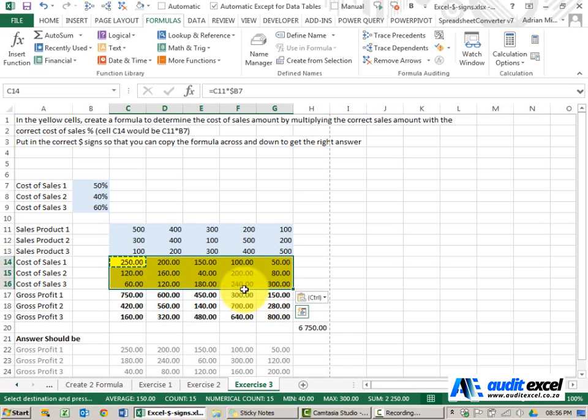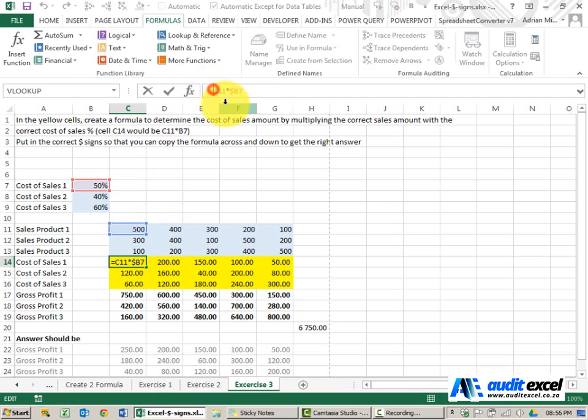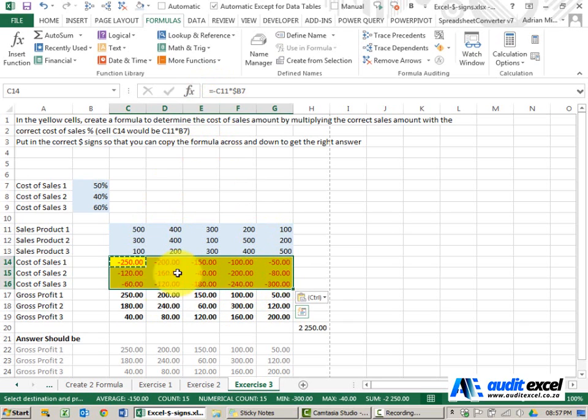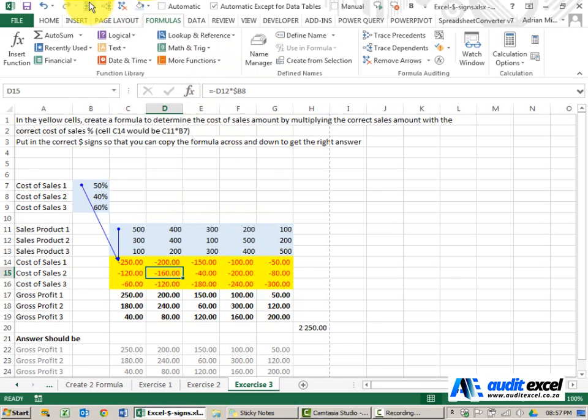Paste that. What was the mistake we've made? We forgot to put the negative sign here. I'm going to put a negative sign in. Copy. Paste. And let's just check that this is doing what we expect. So you can see in each case it's referring to the correct sales, both product and period, and the correct cost of sales.